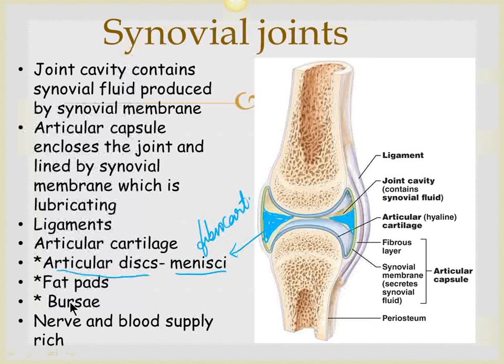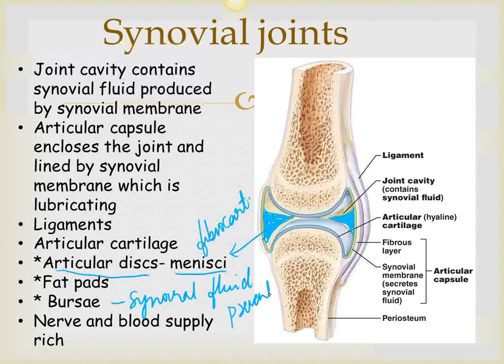And then some synovial joints have little bags present around them which may communicate with the joint, or they may be separate from the joint. These are bags which contain synovial fluid and they help to prevent friction. These are called bursae. So bursae are nothing but little bags or pockets of synovial fluid which are present around synovial joints, and they help to prevent friction.